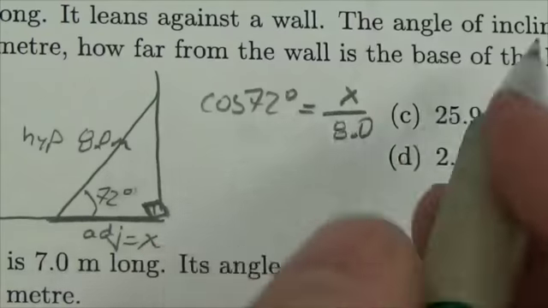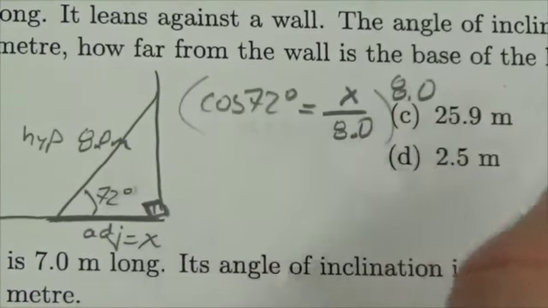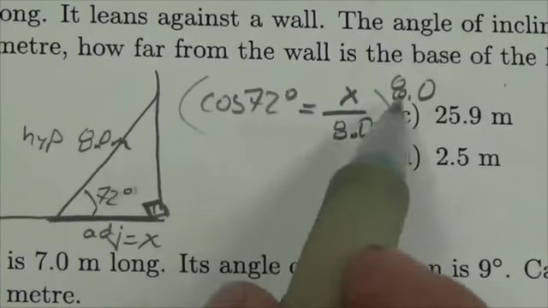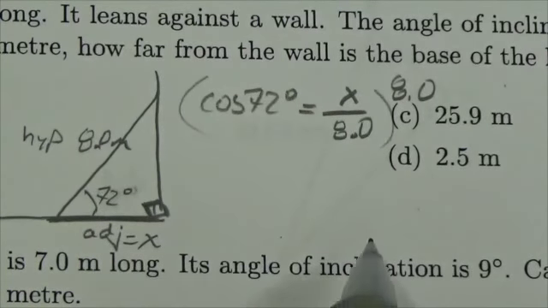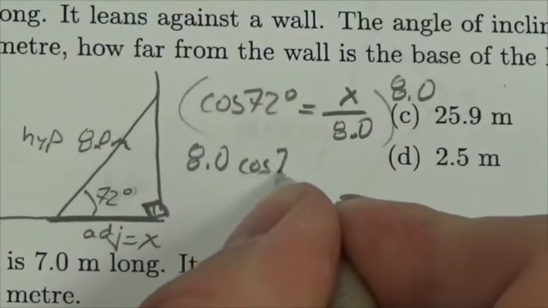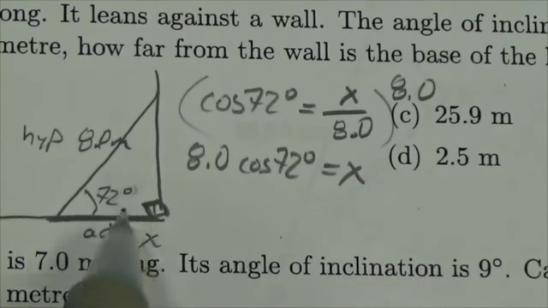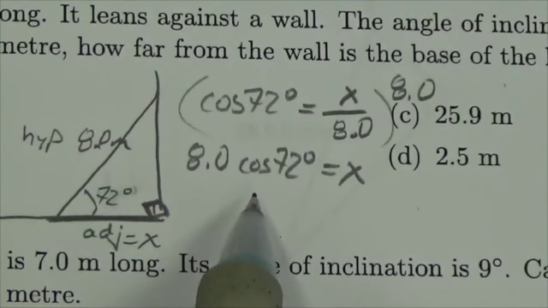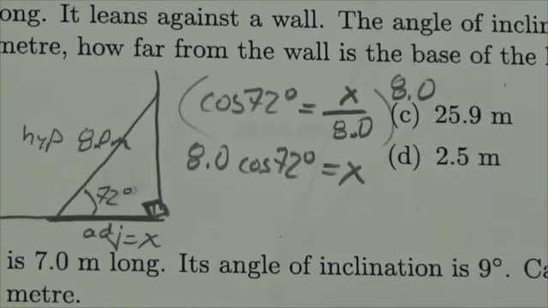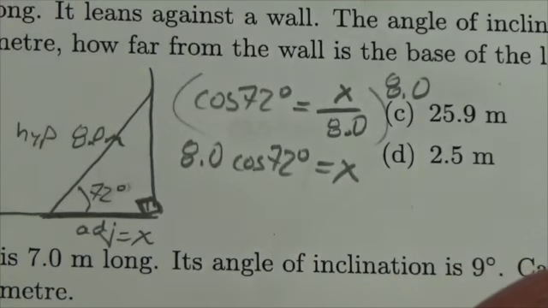Now, to get the unknown out of the numerator, I'm going to multiply both sides of the equation by 8. On the right-hand side, we're going to see those 8s are going to cancel. And so we're going to be left over here with 8.0 times the cosine of 72 degrees equals x. Now remember, cosine of 72 degrees, that is just a number, it's just a ratio. It's the length of the side adjacent to it divided by the length of the hypotenuse.